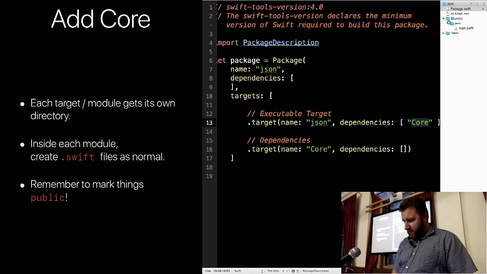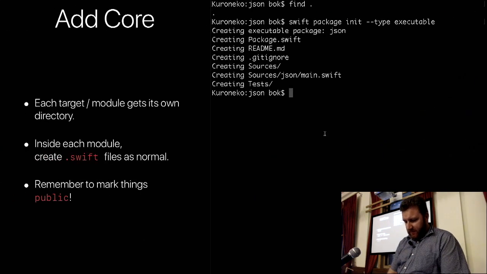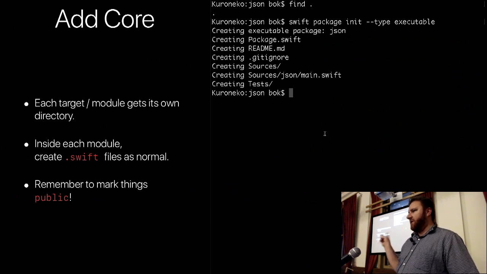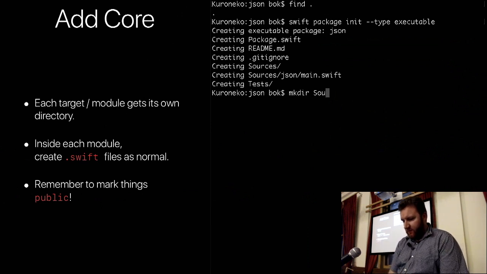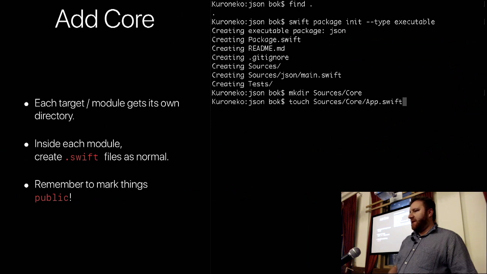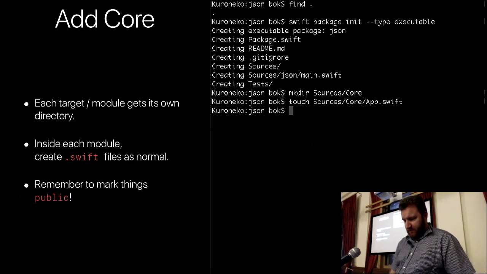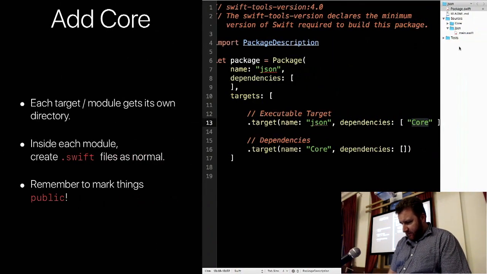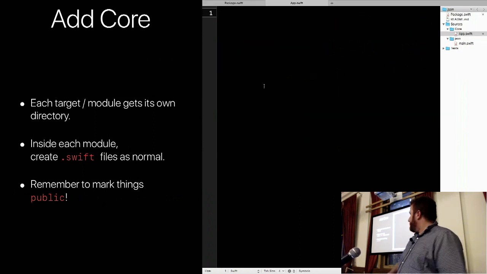We then need to go into, I'll do this over here so you can see it. As we said, it's 1 directory per target. So sources core. And then we're going to go touch sources core, I'm just going to call it app. We have our app delegate, now we just have app. So back over here, we can see we have our core target. We have an empty app.swift. So let's put some code in there.